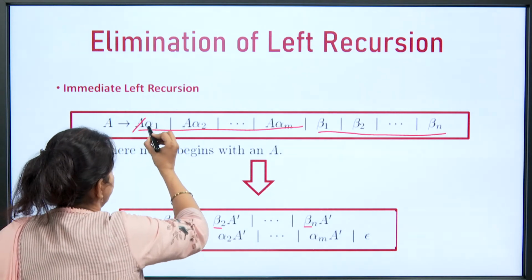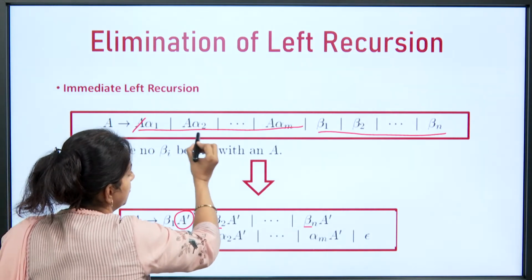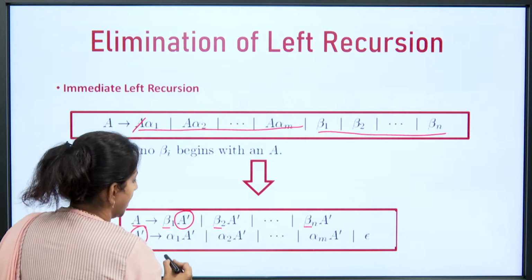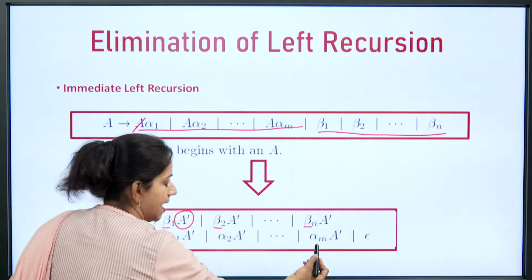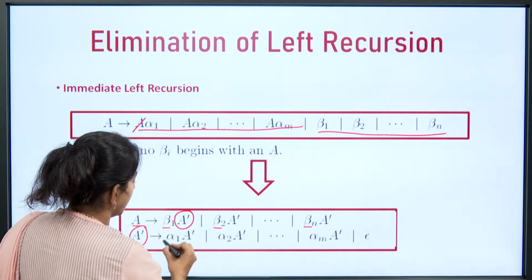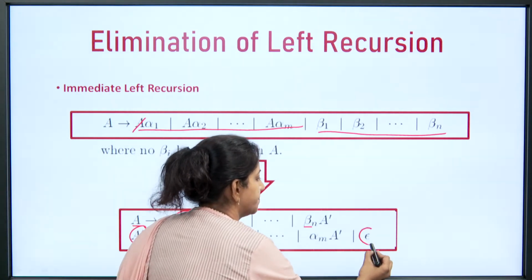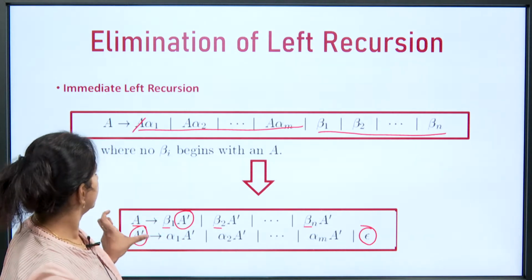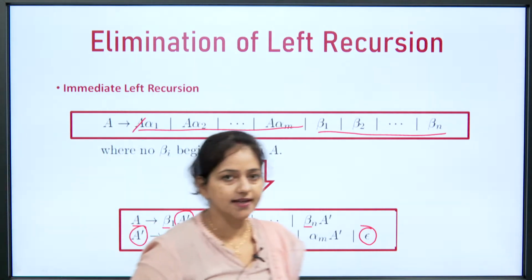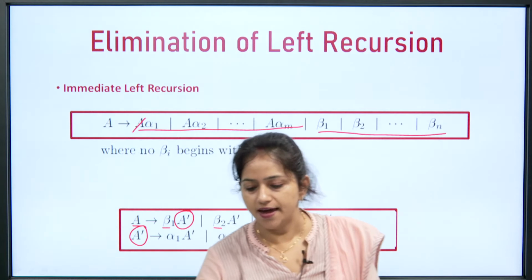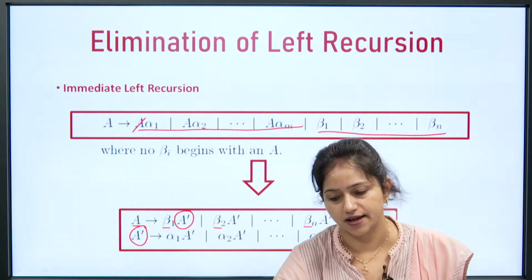After A we have a string of grammar symbols alpha 1, alpha 2 up to alpha m. So, we will take alpha 1, alpha 2 up to alpha m and concatenate A prime after every alternate, and do not forget to add this epsilon. So, this is the next transformed version where we have eliminated left recursion.